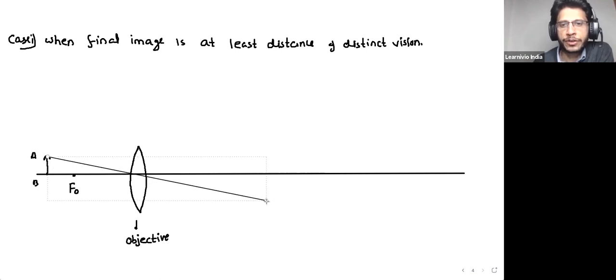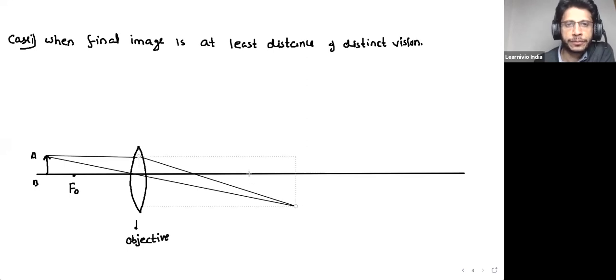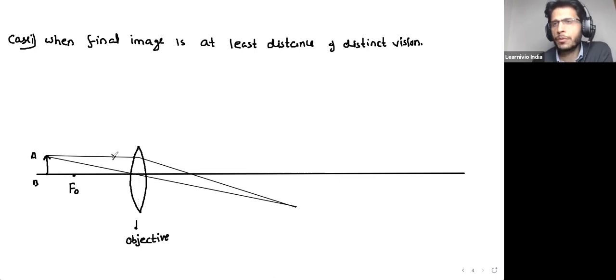So this is one ray which is passing through the optical center. It will pass straight. Then you have another ray. After refraction, these rays will meet over here. This is the ray which is parallel to the principal axis. After refraction, this will pass through the focus. And the ray which is passing through the optical center will pass straight. Both the rays will meet at some point, and this point is your image, A prime, B prime.